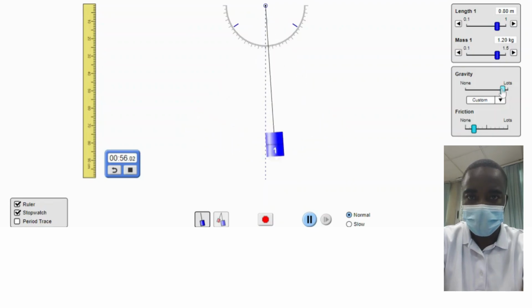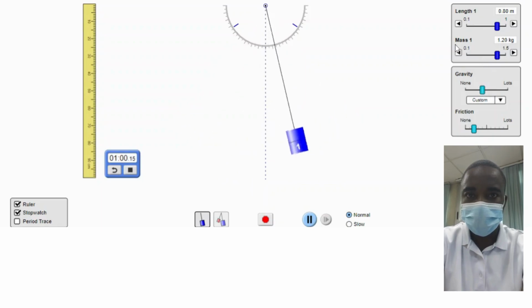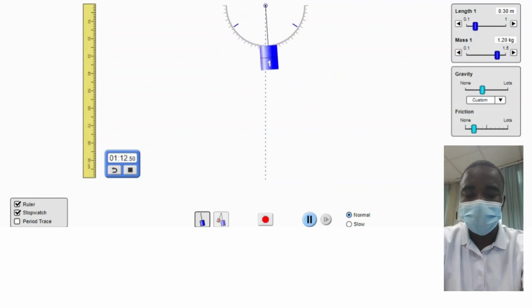The simulation provides an interactive platform where students can actively engage with the concept of pendulum motion. By adjusting various parameters, such as length, mass, gravity, and angle, students can observe how these factors affect the period of the pendulum. This hands-on approach helps students gain a deeper understanding of the principles governing pendulum motion.